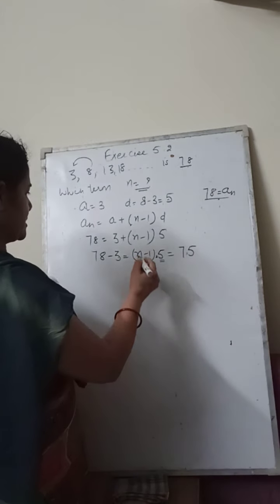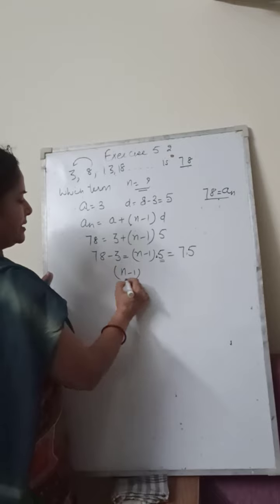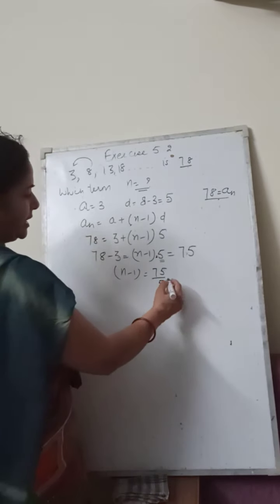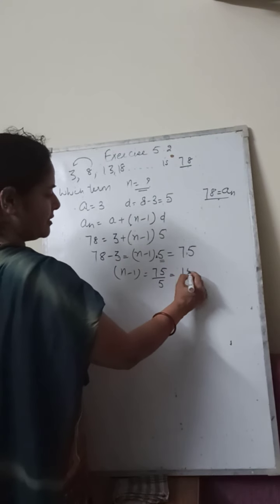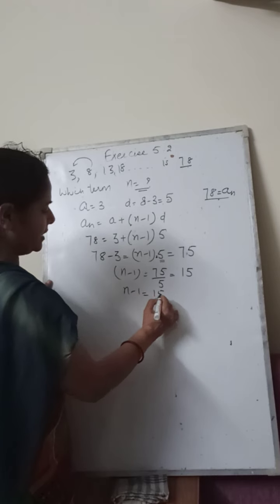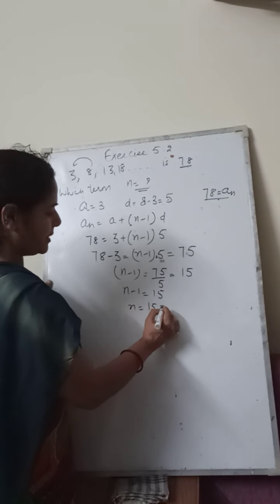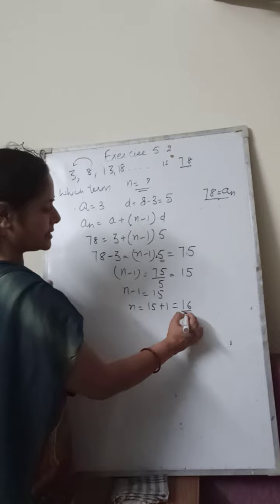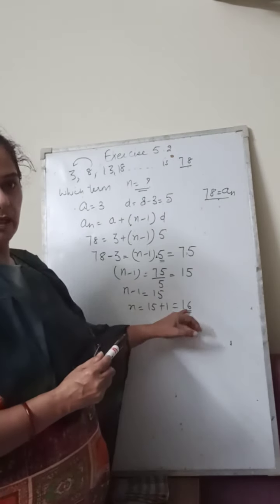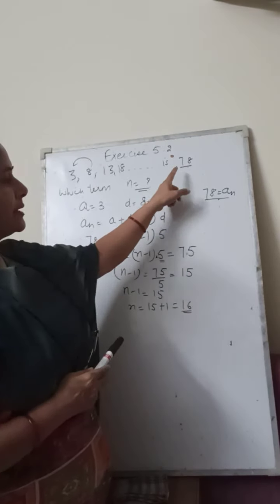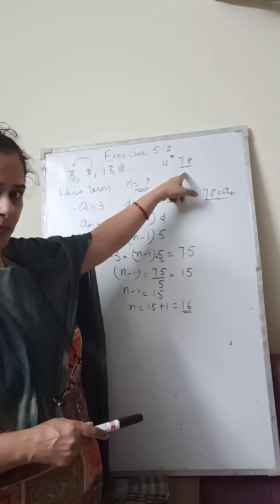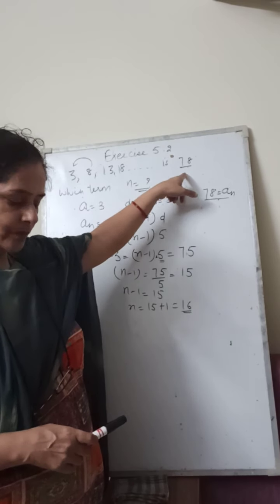Clear? So n minus 1 is equal to 75 divided by 5. It comes out to be 15. N minus 1 is equal to 15. N will be 15 plus 1, that is 16. So n is equal to 16. Means in this sequence, the 78 will come at the 16th position. Is it clear?